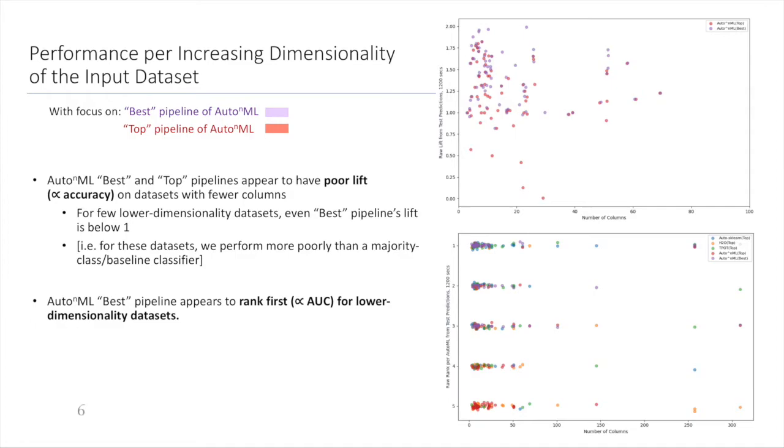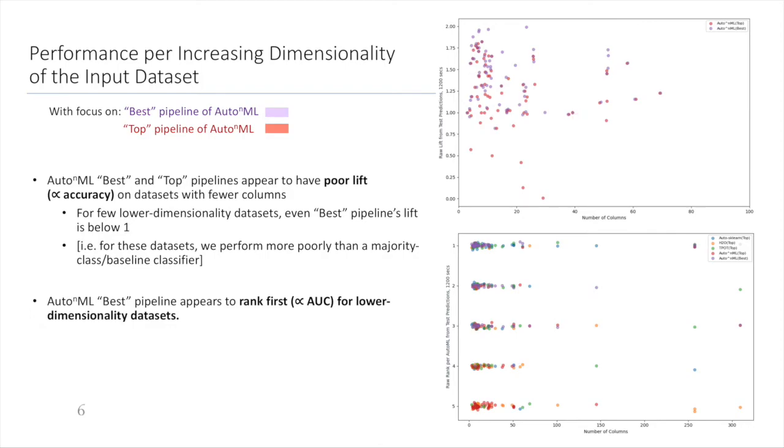Finally, we identified the types of datasets that our AutoML performs poorly and the datasets that our AutoML performs well. We plot accuracy-based lift from both the top and best AutonML pipelines per increasing number of columns of the input dataset above. We also plot the rank of the pipelines from all AutoML systems per increasing number of columns of the input dataset below. Unexpectedly, we perform worse on lower dimensionality datasets with fewer columns, as for a few datasets our lift is below 1 and we perform more poorly than a majority class or baseline classifier.